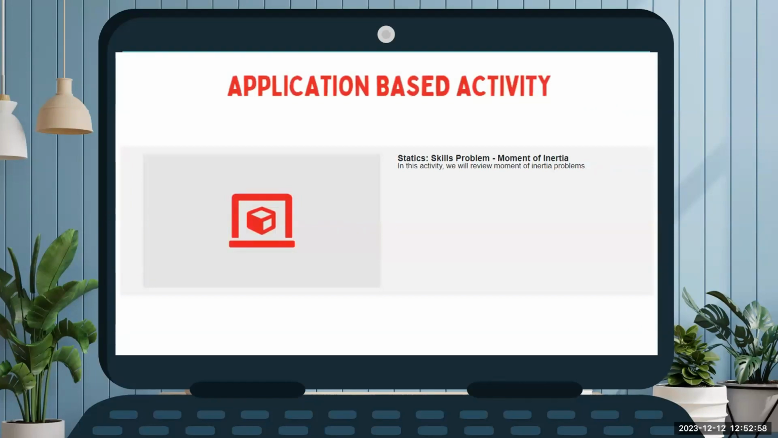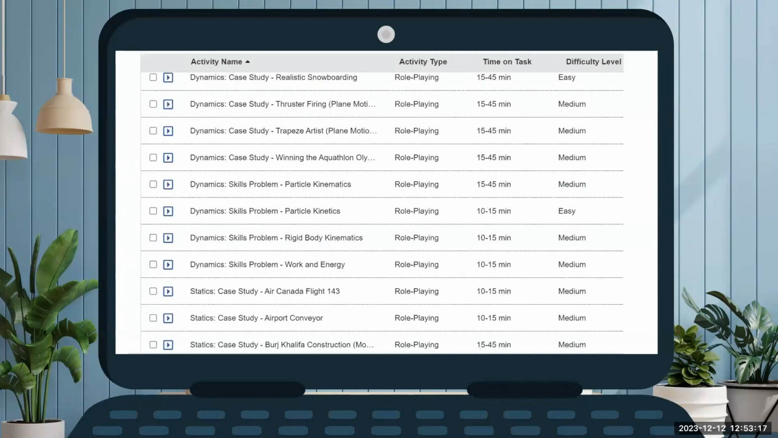One thing I did want to touch upon are what we call application-based activities, or ABAs. These allow students to apply their knowledge and understanding to real-world problems. They're extremely interactive activities, and again, everything is automatically graded. What I just wanted to show you there is that there are different times for the tasks and different difficulty levels. If you were to click on any one of those activities, it would give you a breakdown of all the key concepts that they will focus on.